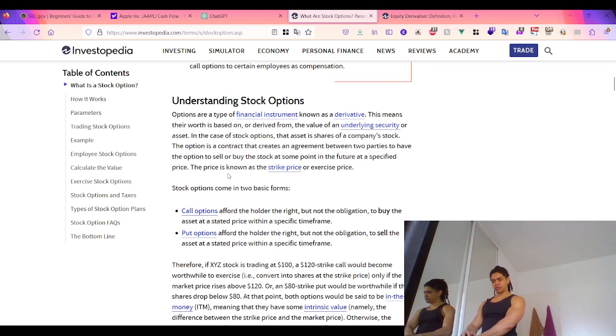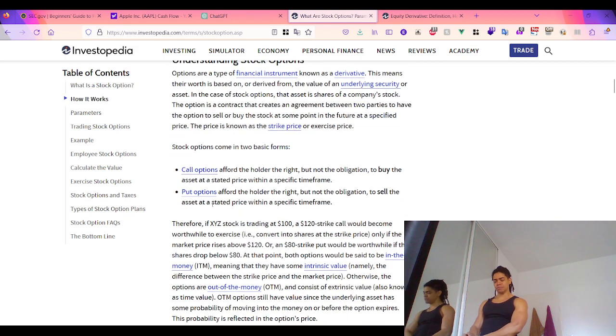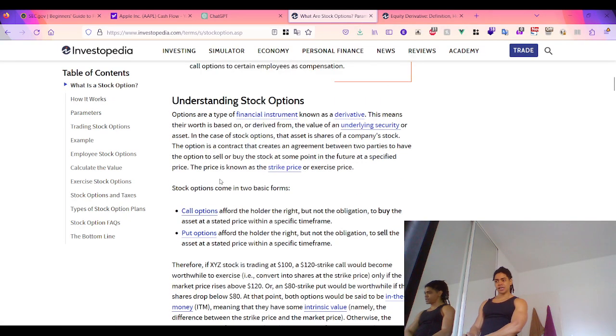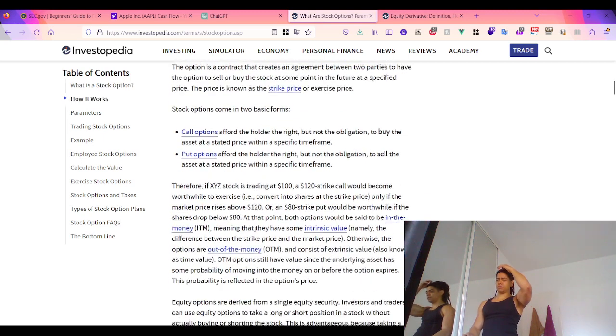Stock options come in two basic forms: call options and put options. Call options offer the holder the right but not the obligation to buy the asset at a stated price within a specific time frame. And put options offer the holder the right but not the obligation to sell the asset at a stated price within a specific time frame.